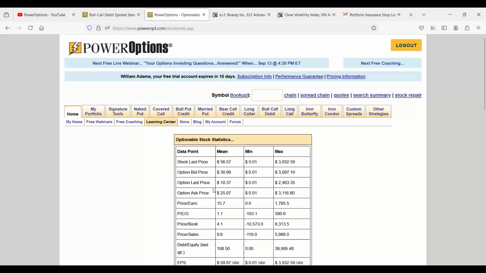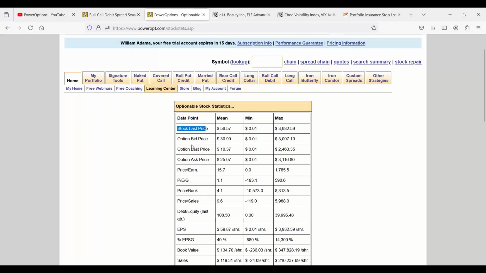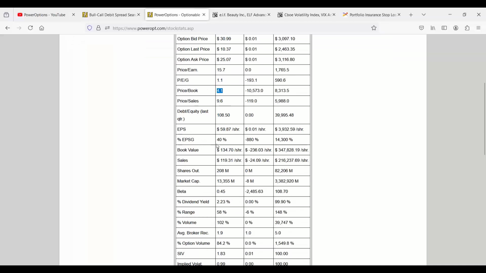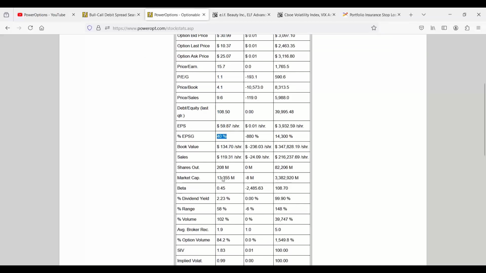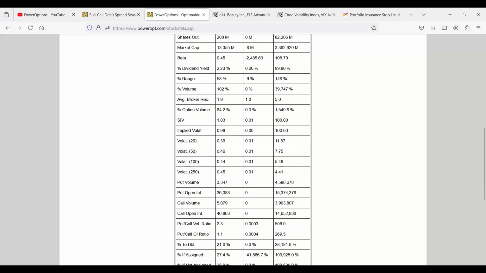ETFs. And it shows us the average, minimum, and maximum price for things such as stock last price, option bid, PE ratio, PEG ratio, for example, price to book. What is the average across the market? Earnings per share growth, book value, market cap, beta. Well, we wanted to go to the volatility.